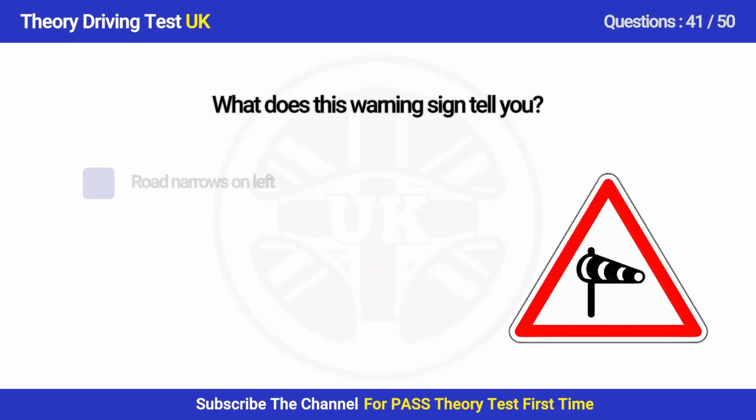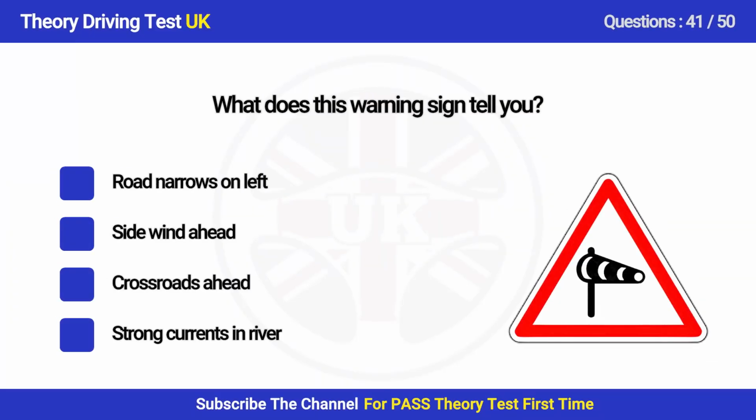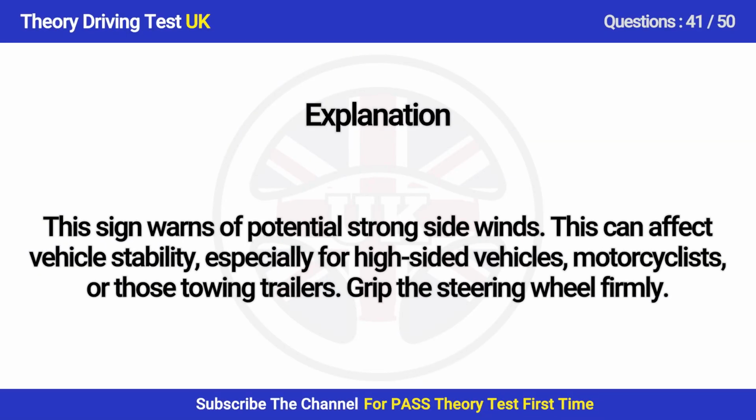Question 41. What does this warning sign tell you? A. Road narrows on left. B. Side wind ahead. C. Crossroads ahead. D. Strong currents in river. Answer is B. Side wind ahead. This sign warns of potential strong side winds. This can affect vehicle stability, especially for high-sided vehicles, motorcyclists, or those towing trailers. Grip the steering wheel firmly.